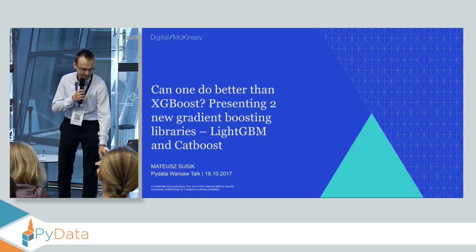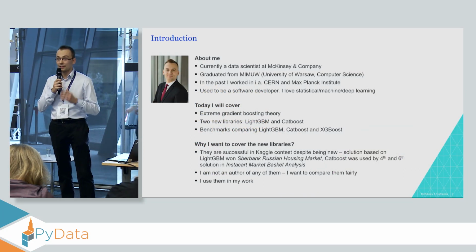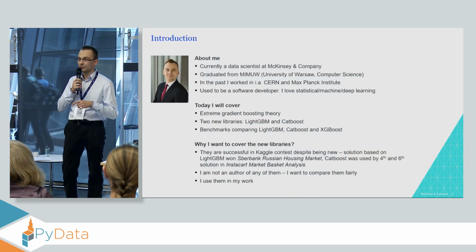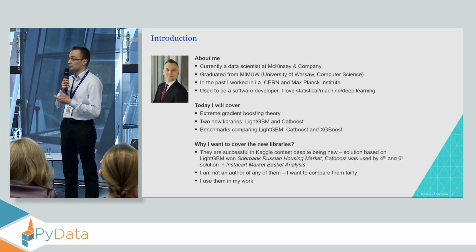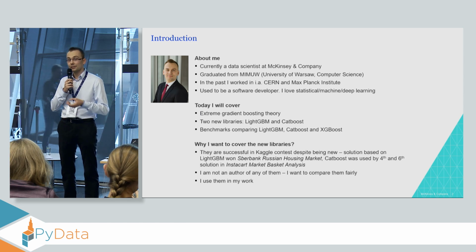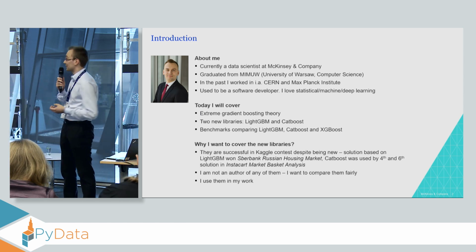Okay, so let's start with a small introduction about me. My name is Mateusz Susik. I'm currently a data scientist at McKinsey & Company here in Warsaw. In the past, I used to work in different places. I used to work at CERN. I used to work at Max Planck Institute. I used to be also a software developer. Currently, I'm doing mostly machine learning.